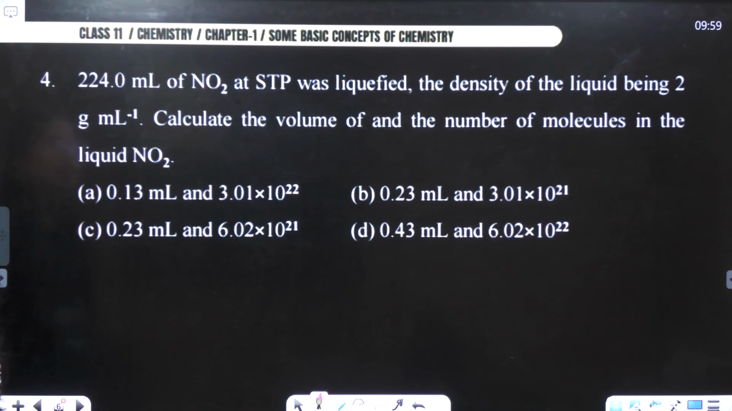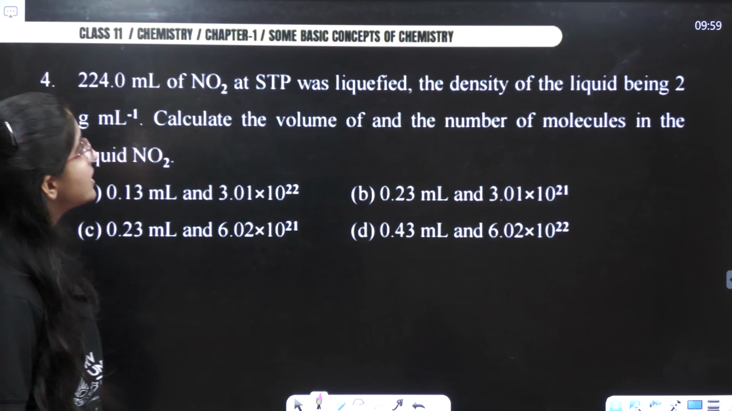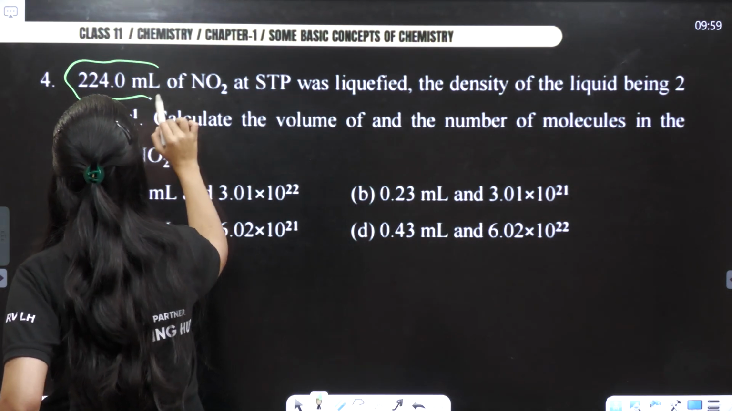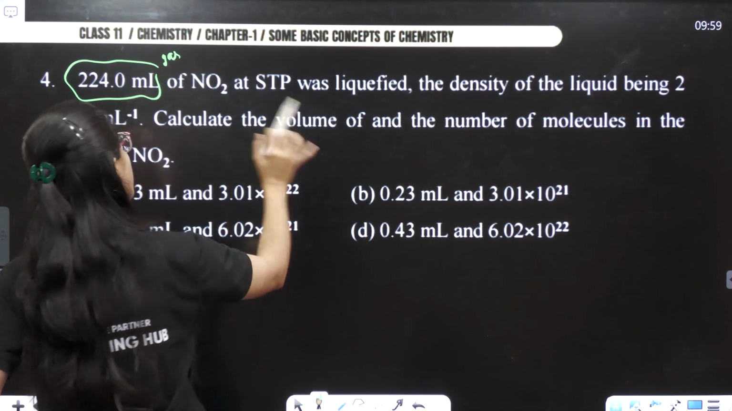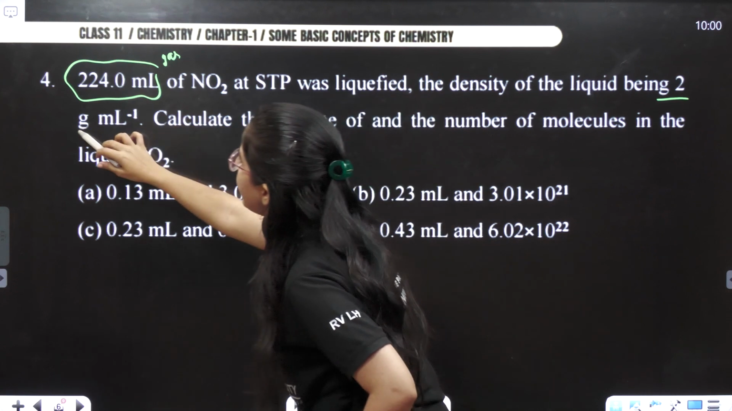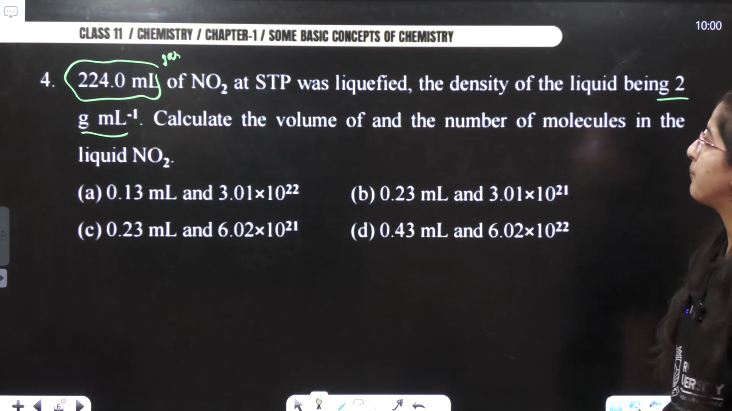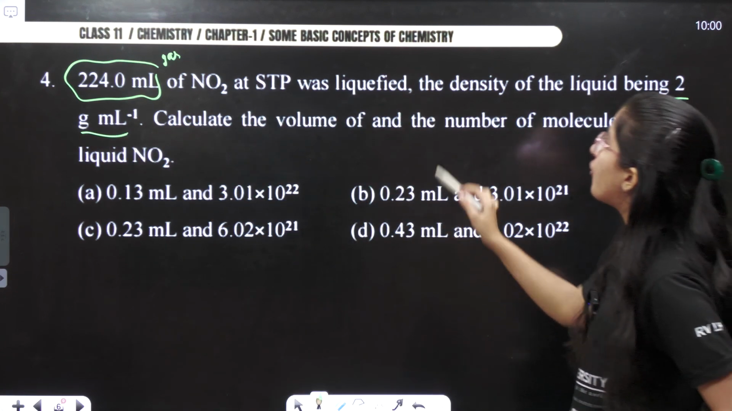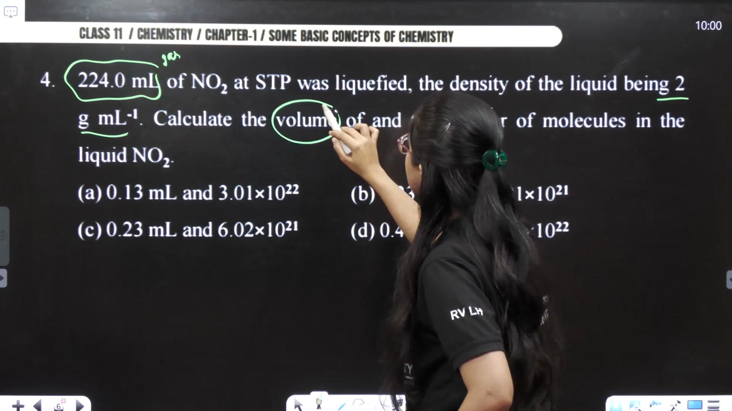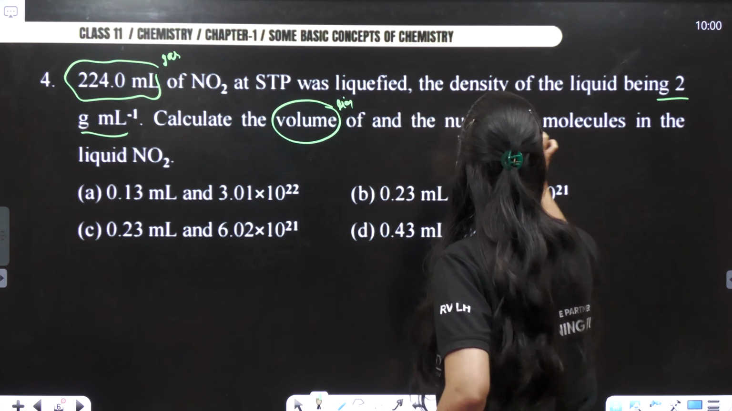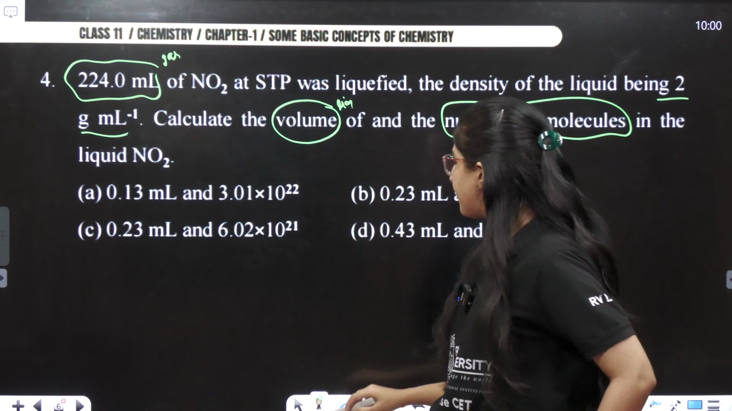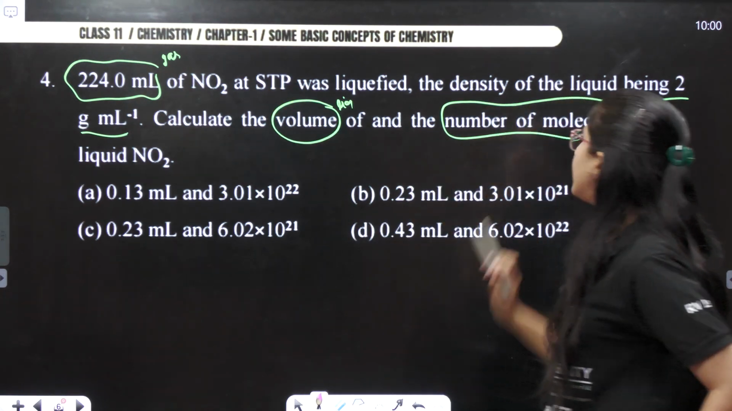Next question. 224 ml of NO2 at STP was liquefied. So 224 ml of NO2 is the volume of gas. At STP it was liquefied, and the density of the liquid is 2 gram per ml. Calculate the volume and the number of molecules in the liquid. So they are asking how much the volume will be in the liquid and how many molecules will be there. As the volume of gas is given at STP, you can first easily calculate the number of molecules.